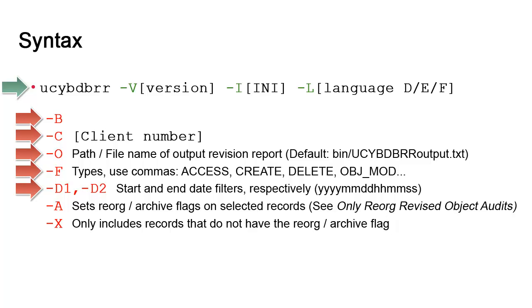-D1 and -D2 set date filters so you can focus on specific historical records. D1 is the start date of your report. D2 is the end. It has a simple date and time mask, which we're showing here.